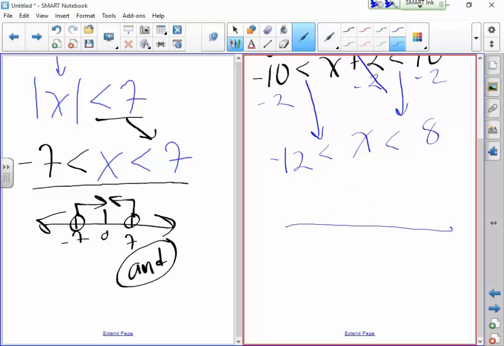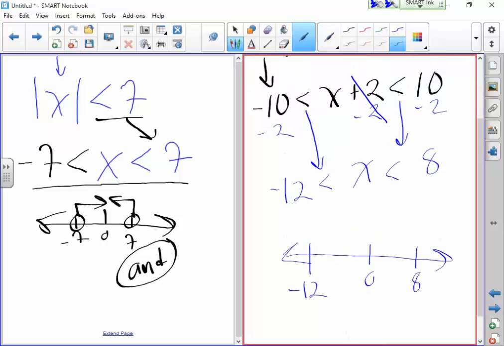So now let's graph this. And we have, let's see, we've got 0 in the middle. We've got 8. And we've got all the way over here, we've got -12. All right. So what do you think we do? 2 open circles. That is correct.